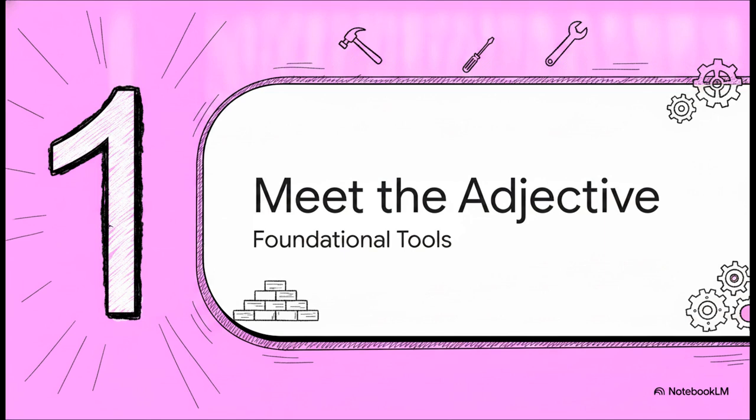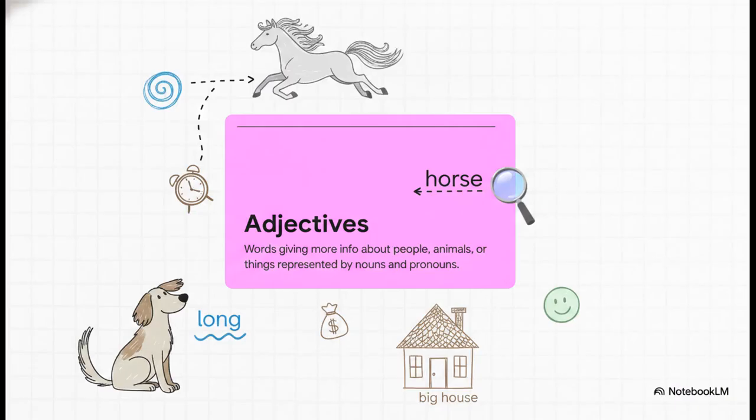All right, section 1. Meet the adjective. Foundational tools. At their core, adjectives give us more information about the people, animals, or things represented by nouns and pronouns. They modify the features of a subject. And without them, honestly, our mental picture is entirely flat. It's basically the difference between saying, look at the horse and look at the gray horse. They really are the everyday building blocks of reality.